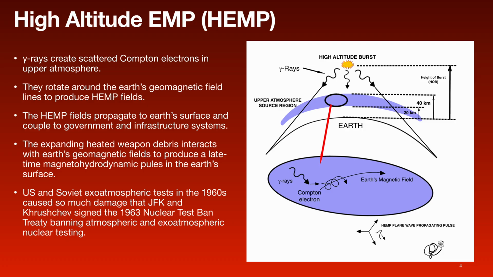The Soviet Union also conducted similar high-altitude nuclear tests. The effects were of such concern that this and the Cuban Missile Crisis led President John F. Kennedy and Premier Nikita Khrushchev to sign the Limited Nuclear Test Ban Treaty on the 25th of July 1963, banning atmospheric and exoatmospheric nuclear testing.